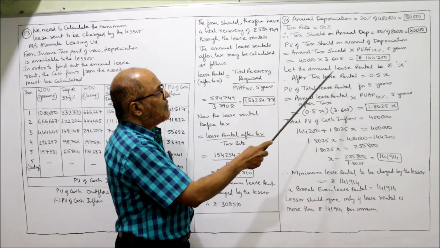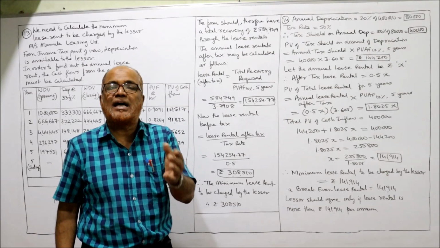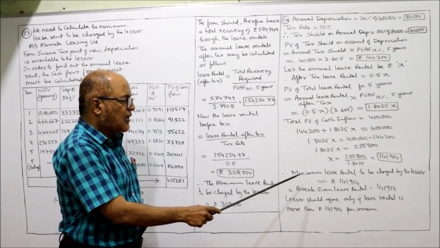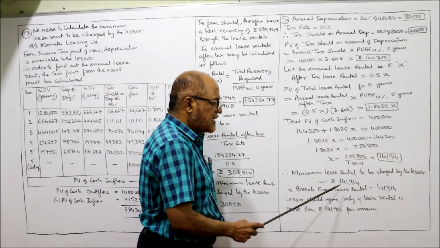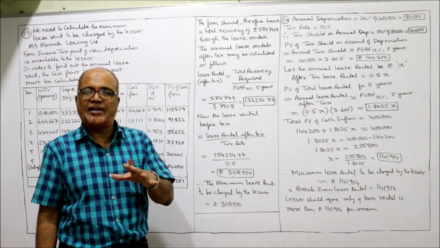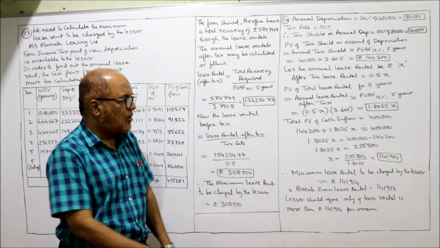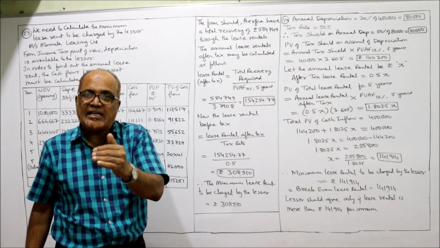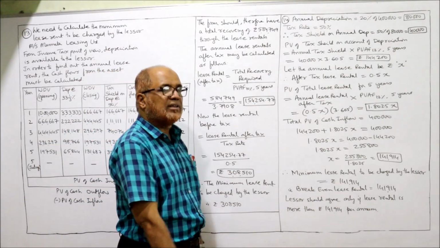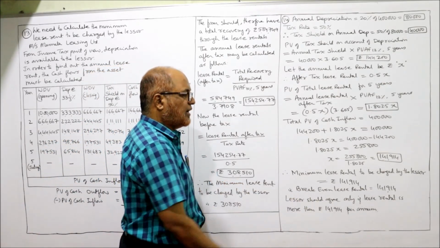What is X? Already we have written, let the annual lease rental be X. So X is nothing but the annual lease rental. We got annual lease rental of 1,41,914. The minimum lease rental to be charged by the lessor is 1,41,914. Suppose I am the lessor, I will decide that the minimum lease rental I have to charge from the lessee is about 1,41,000. If I charge less than this amount, I will incur loss. If I charge more, I will get the profit. So the break-even lease rental is 1,41,914.